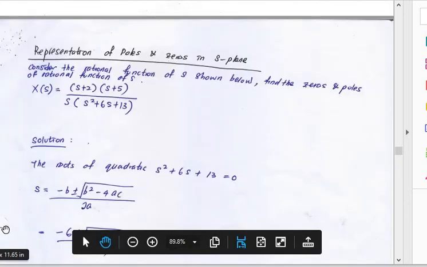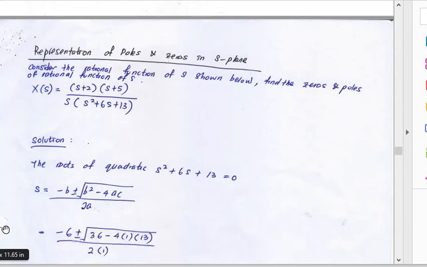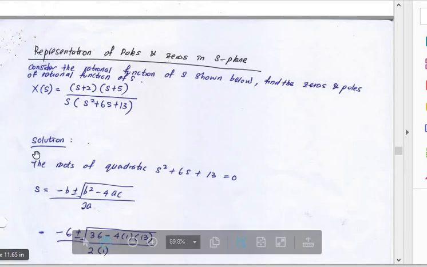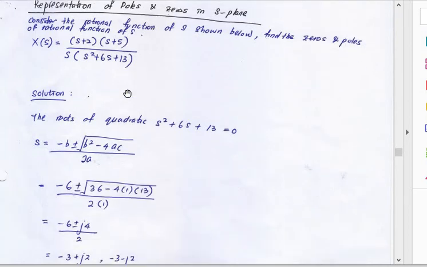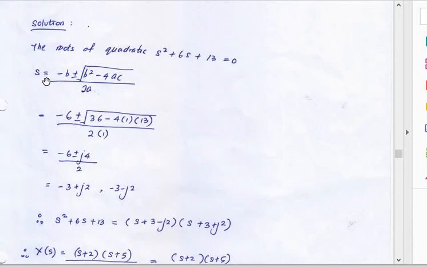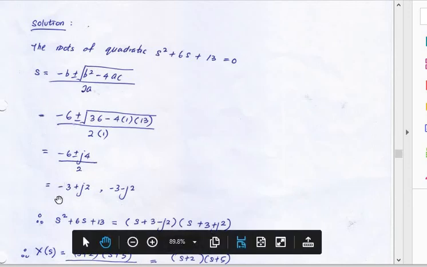Now we look at the representation of poles and zeros in the S-plane. Consider the rational function of s shown below. Find the zeros and poles of the rational function. Here you have X(s) equal to this. We can use the root of the quadratic to find the s values, or you can use a calculator. That gives s equal to negative 3 plus j2 and negative 3 minus j2.